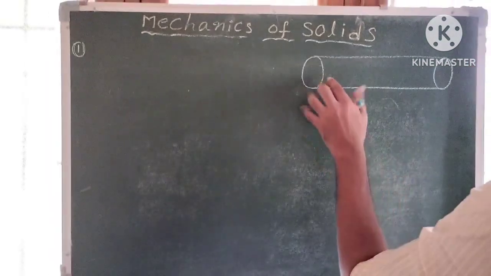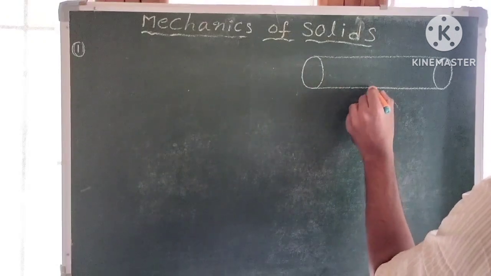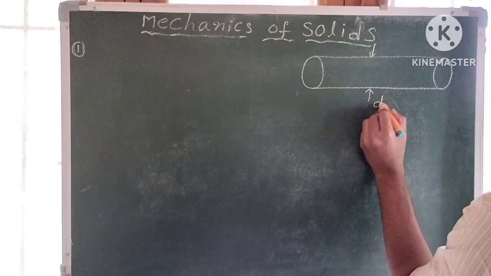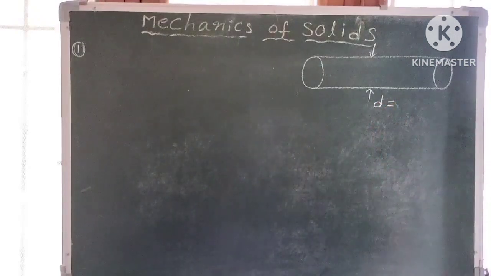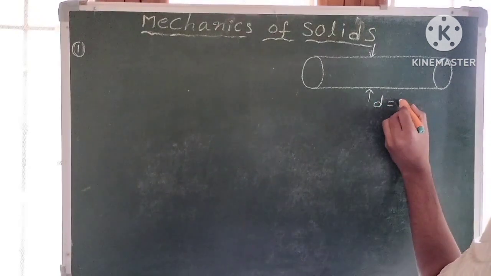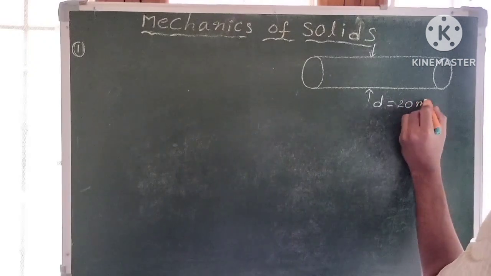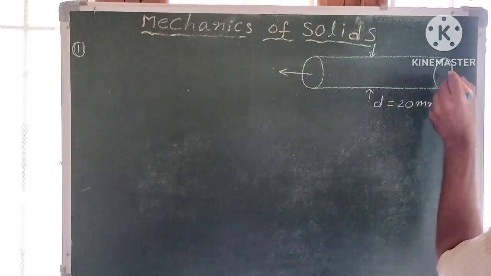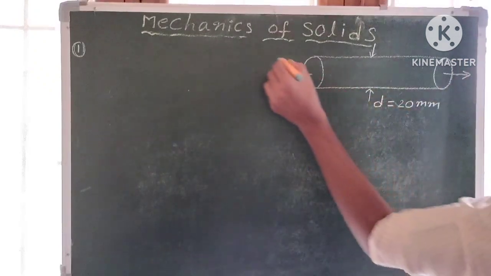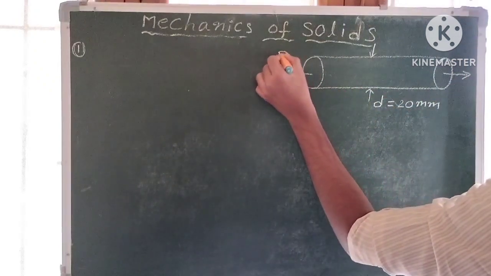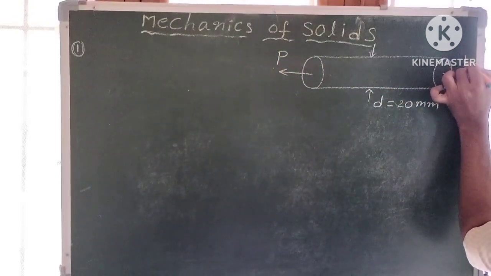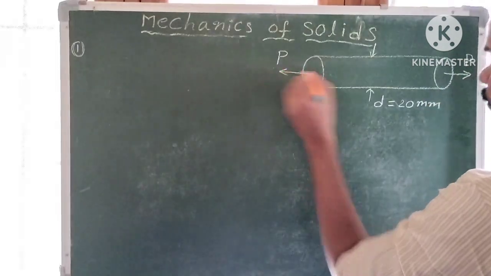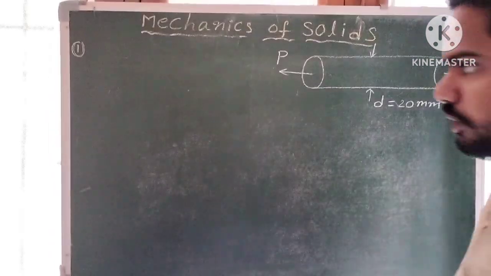So anyhow, here what is the diameter of the mild steel bar? Clearly given, diameter, let us say D. D is the diameter of the mild steel bar. So D is equal to 20 mm. Subjected to axial pull, let us consider P. Here P is the axial pull. It is subjected to an axial pull of 50 kN.